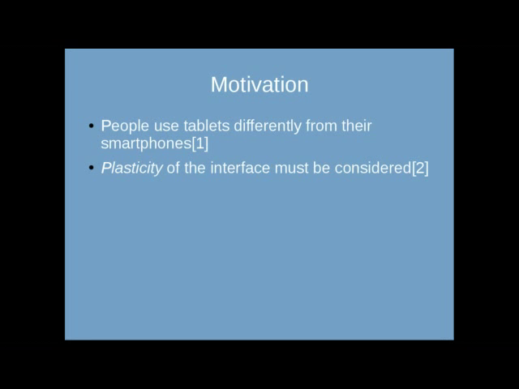The motivation for this research is that people use tablets differently from their smartphones. For example, people will use tablets in a more stationary environment, such as in the living room, whereas mobiles will be more likely to be used outside the house. And furthermore, the plasticity of the interface, or how the interface changes with different size screens, needs to be considered by the designer.